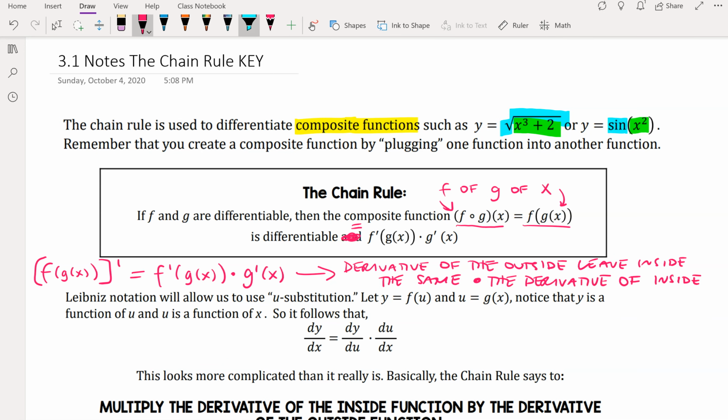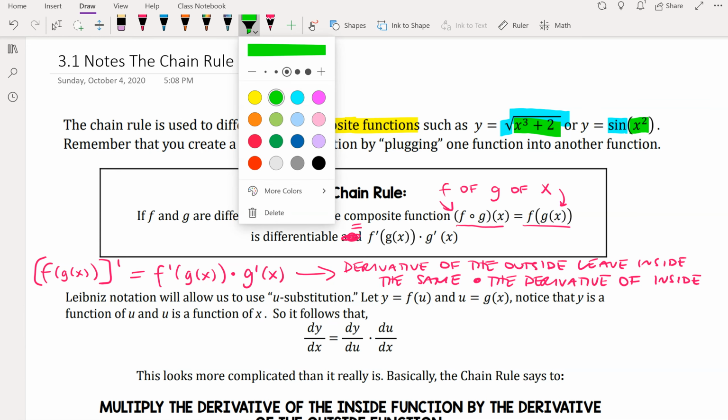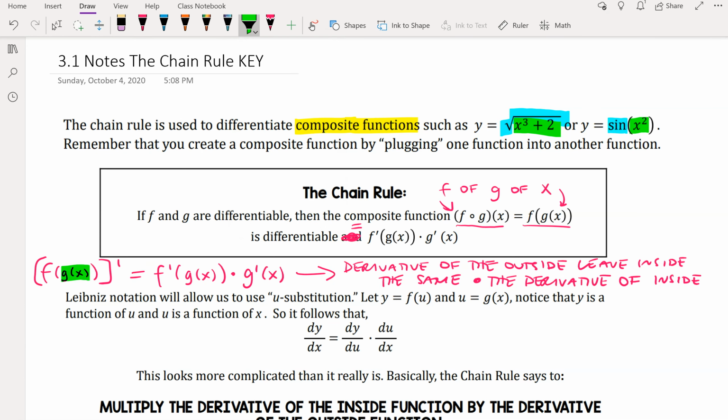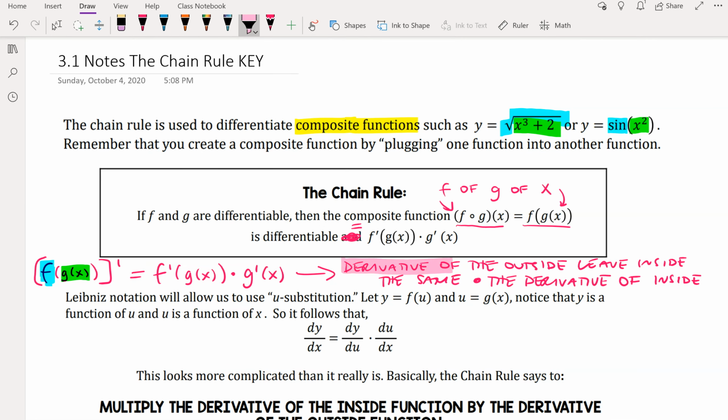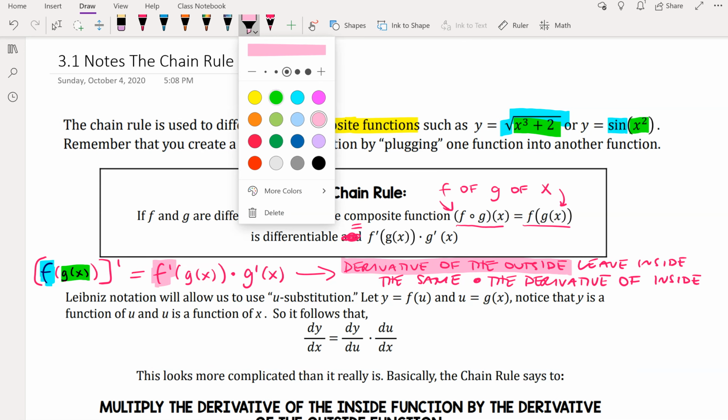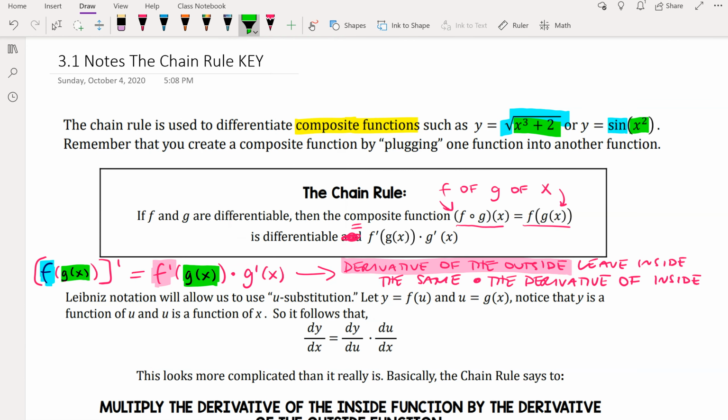Okay, so what the heck did I just say? Here we go. Our inside function, I'm going to highlight in green. So our inside function to start was g of x. And then our outside function was f, right? The derivative of the outside, f prime. Leave the inside the same. Here, I'm going to do the derivative parts in pink. Derivative of the outside, f prime. Leave the inside the same, so we just have the inside function, g of x.